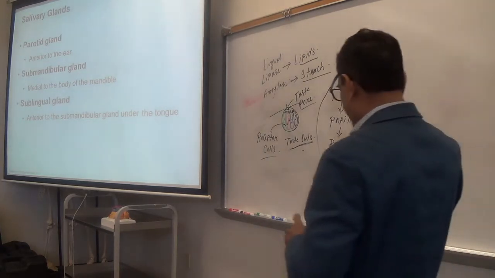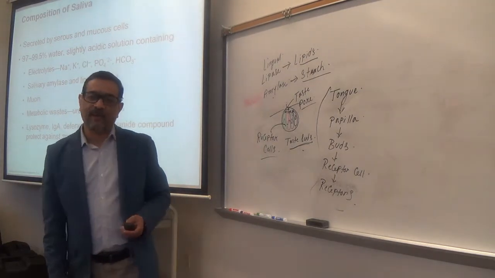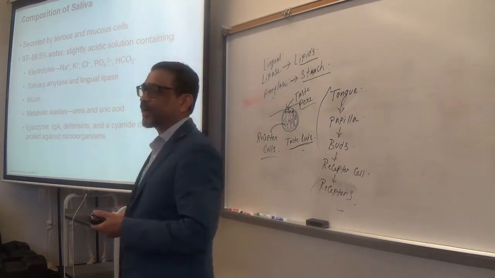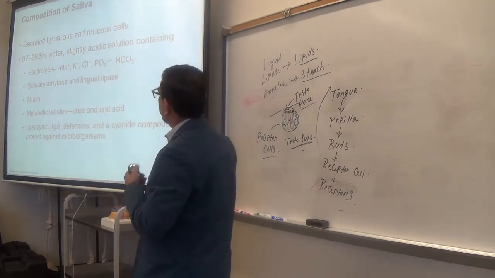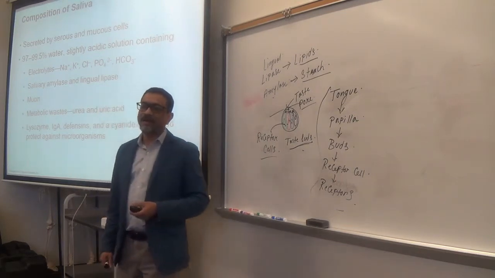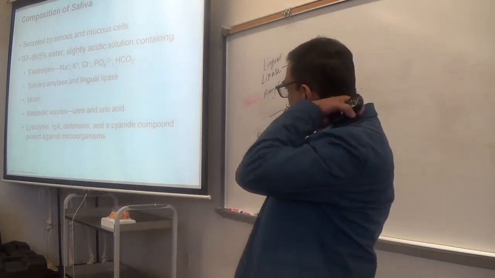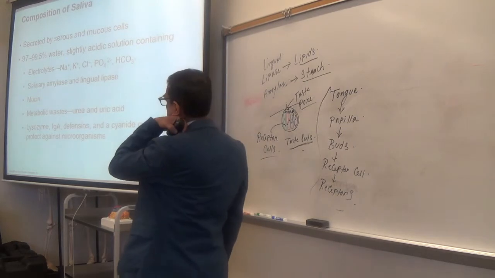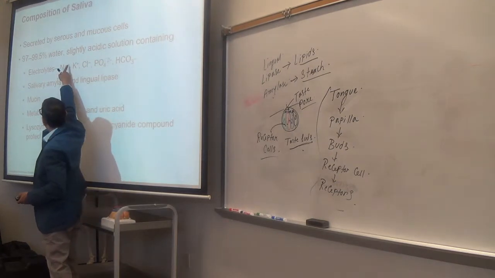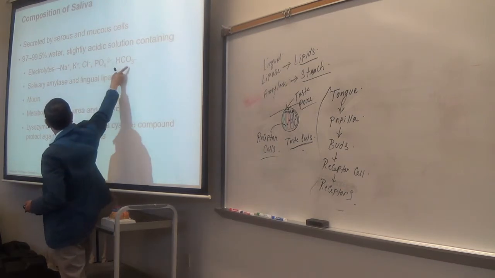Those are the salivary glands and their secretion. Now, composition of saliva. If you see the composition of saliva, saliva is highly watery secretion. 97 to 99.5% is water. So highly what? Watery. Other chemicals are present in a small amount. Electrolytes. Electrolytes are the chemicals that carry electrical charge, like positive or negative. So these are the electrolytes.